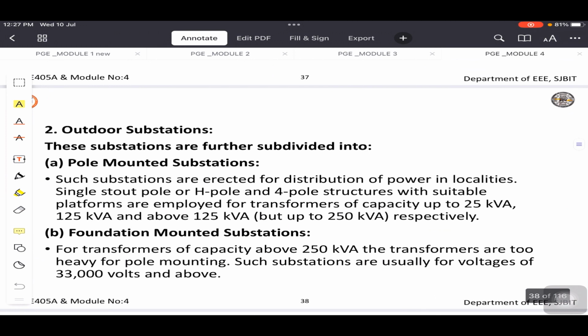When it comes to outdoor type, again I said there are two types, pole mounted substations and foundation mounted substations. Here we would have seen pole-like structures, like H-type poles, erected with the equipment placed on them, which is pole mounted, and foundation mounted are laid with the help of permanent foundations. A pole mounted substation can handle a capacity up to 125 kVA, even 250 kVA is possible. If the capacity is greater than 250 kVA, then it is always better to go for foundation mounted substations. So this is how the classification of substations has been done. Thank you.